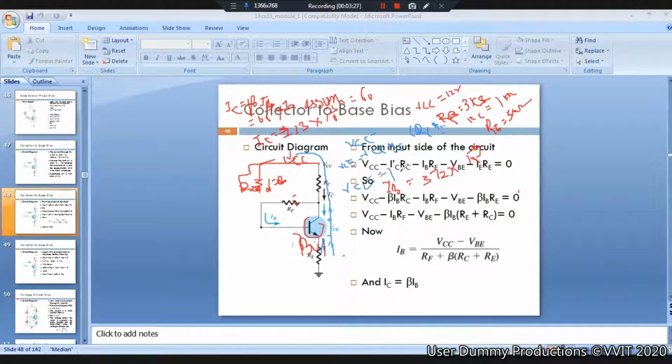See here, VCE is equal to VCC, how much? 12 volts minus, IC, how much did you get? 2.23 into 10 to the power of minus 3, into RC, how much is given? RC is 1 into 10 to the power of 3 plus RE is 3 kilo ohm, plus 3 into 10 to the power of plus 3. You will get the value for VCE.